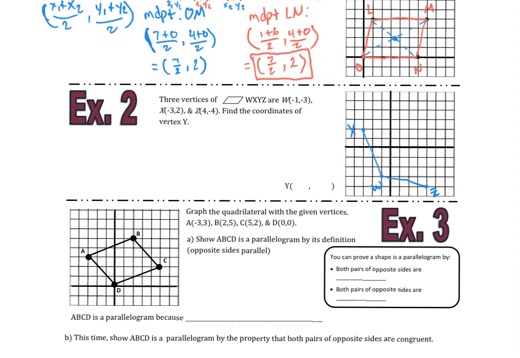Okay, so in example number 2, you got this. It says 3 vertices of, and again, this is supposed to say parallelogram, telling you it's a parallelogram. 3 vertices of parallelogram WXYZ are W, X, and Z. So they didn't give us Y. We're looking for Y. Where is the vertex Y?